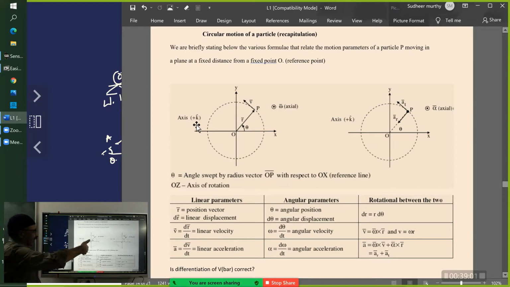The plus k direction is outside the board: x cross y is coming outside, like a screw coming outside. So axis. We have discussed circular motion earlier, but now with the difference that I am including the term axis. The axis is perpendicular to the plane of rotation, and remember, axis is perpendicular to the plane of rotation, and what else?